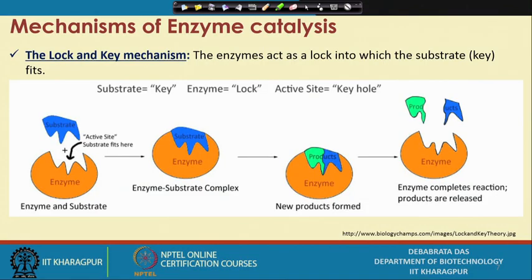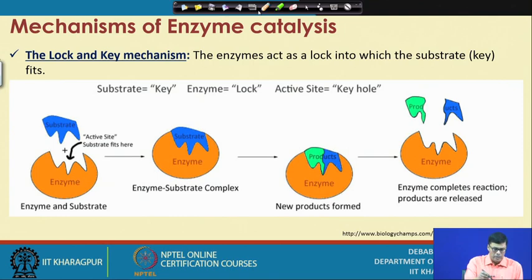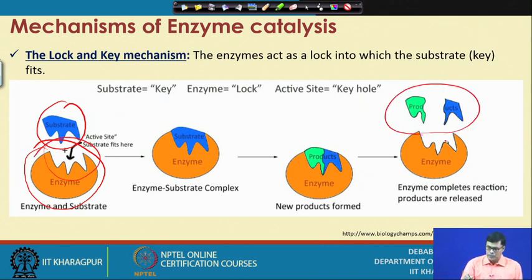Now, I can give an example here. You can see it is pictorially demonstrated here: suppose this is the enzyme and this is the substrate, and the configuration of the substrate has resemblance with the configuration of the active site. So, the substrate can sit here and give the product.